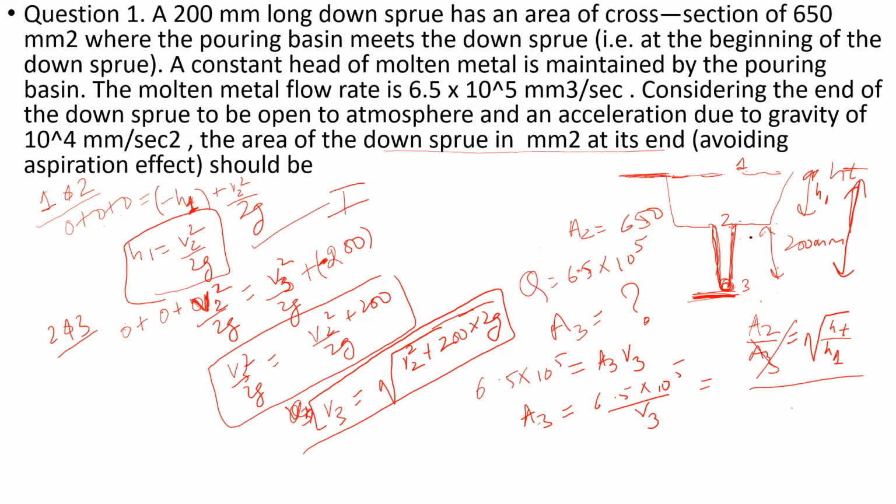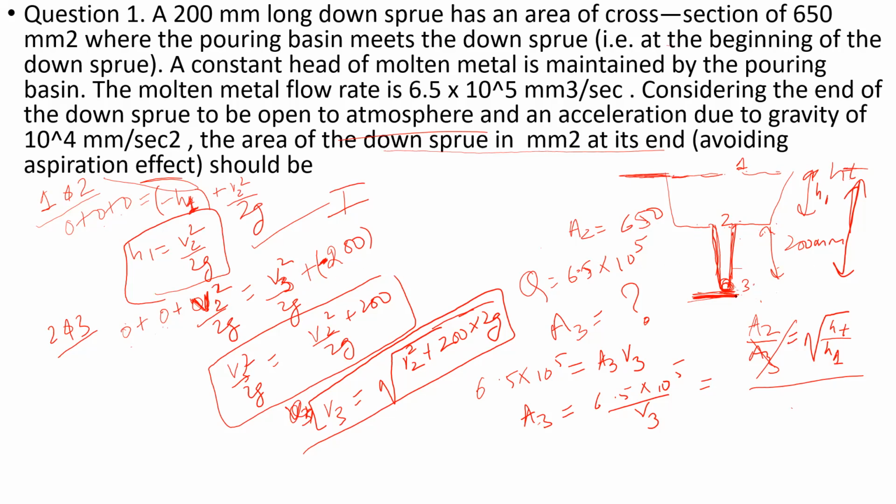After that, applying Bernoulli's between points 2 and 3. At the second point, once again the pressure is 0 because we have to avoid the aspiration effect. Here they have given aspiration effect avoid. Once again, the head at 2 is taken as the reference point, so that becomes 0. Velocity is v2, so v2 square by 2g equals v3 square by 2g. Pressure, once again, is open to atmosphere, so pressure will be 0.